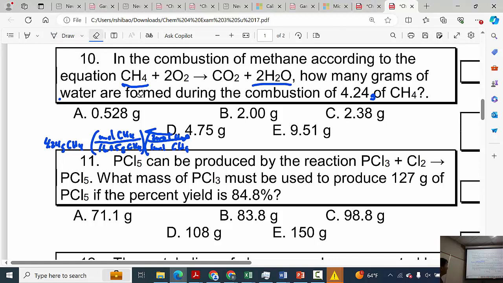Then what? And then the molar mass of water. What is the molar mass of water? 18.02 grams per mole. All right, let's see what it comes out to. 4.24 divided by 16.05. What is that? 9.52. The correct answer is not there. What's the closest answer? E, 9.51. Let's just hope this is due to rounding. Yeah, rounding.